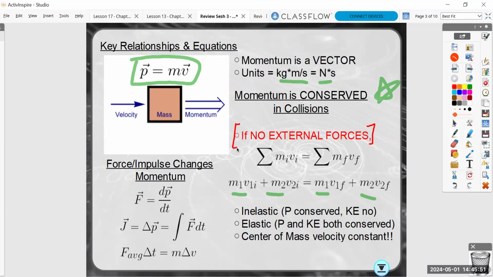So basically, most momentum problems you can just set up by looking at the mv's going in and the mv's going out. Remember, you do have to take care of positive and negative. A common issue with momentum is, oh, I've got a velocity going in and a velocity coming out. You have to remember that one of those is negative, and so the change in velocity is actually very, very large. So that's the number one thing to know about momentum: the conservation of momentum.